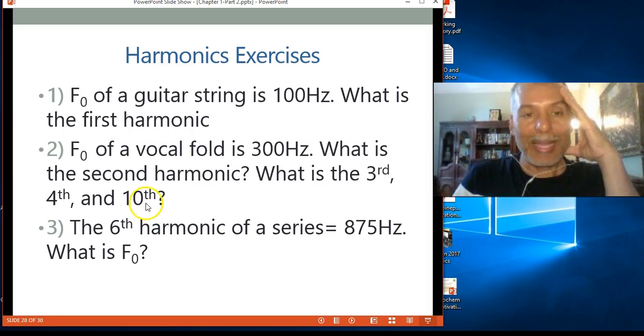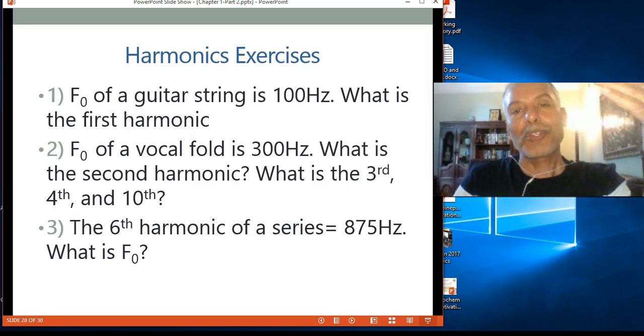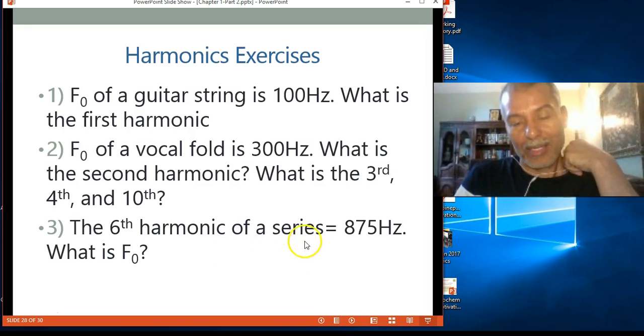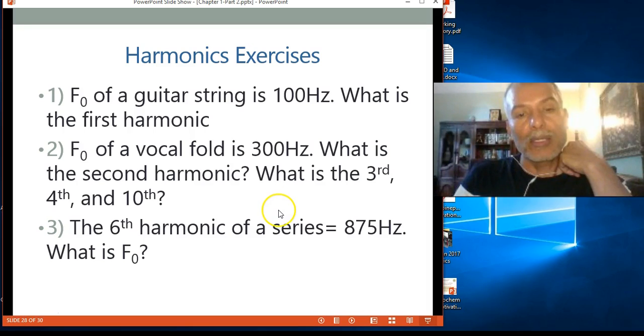So to figure out the 10th, you say 10 times 300 is going to give you 3000. The sixth harmonic of a series equals 875 Hertz. What is the fundamental frequency? Now this is going to force you to reverse your calculations. You need to just go back and add them 1, 2, 3, 4, 5, and so on. And then you divide 875 by the number of lines to go back.